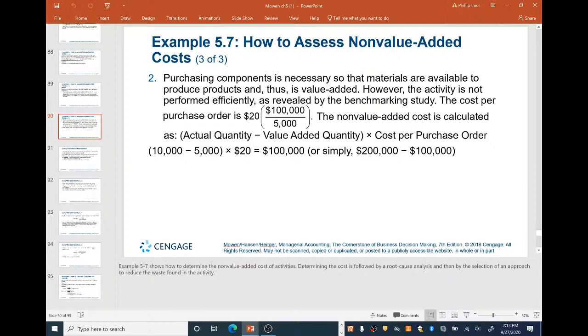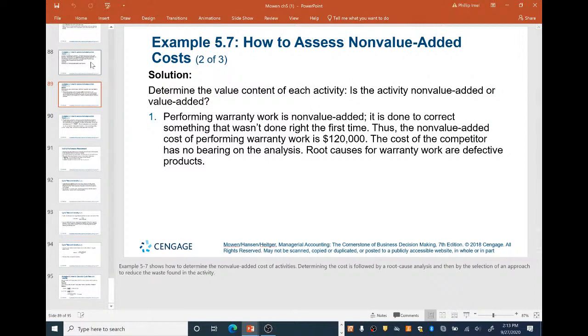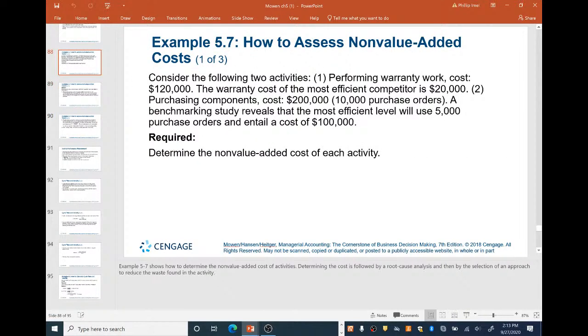Okay, or simply the 200,000 minus 100,000, which is the difference between their actual cost and the benchmark cost right here. So the difference between these two is going to be the non-value added cost. That's for the purchasing component, because remember the purchasing stuff is a value added component. Performing warranty cost is not, so the full cost is.